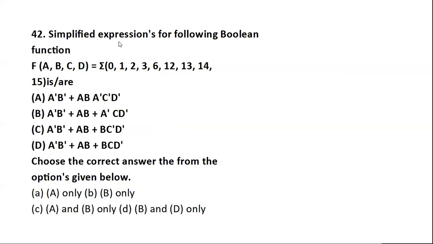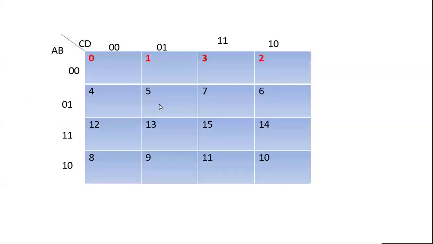This is a simplified expression for the following Boolean function. See, here one function is given and we have to find out which of the expressions given are correct as per this function. Okay, we are using K-map for solving this Boolean function. This is a basic four variable K-map I have displayed here.